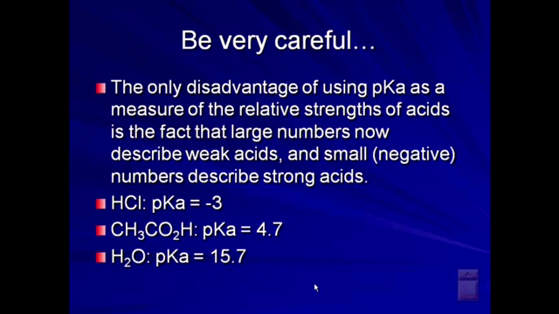It says, be very careful when you're calculating these pKa's because it sometimes can be confusing. The only disadvantage of using pKa as a measure of the relative strength of your acids is the fact that large numbers now describe weak acids. And of course, small numbers now describe strong acids. So you have to be very, very careful if you're looking at pKa versus Ka. These are the same acids that we compared on the other screen. Hydrochloric acid is now negative 3. Acetic acid is now 4.7. And then check out water, 15.7. So you need to be very, very careful. Make sure you know the difference between Ka and pKa.